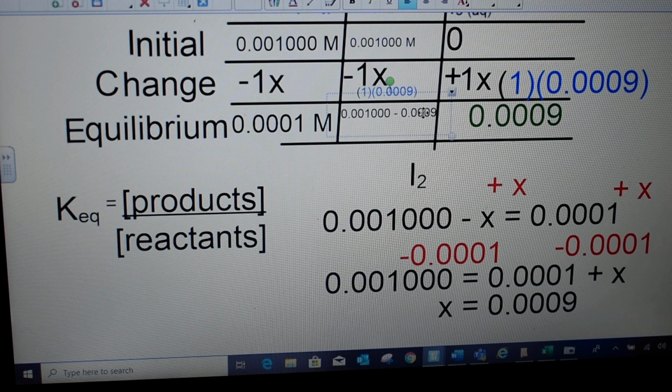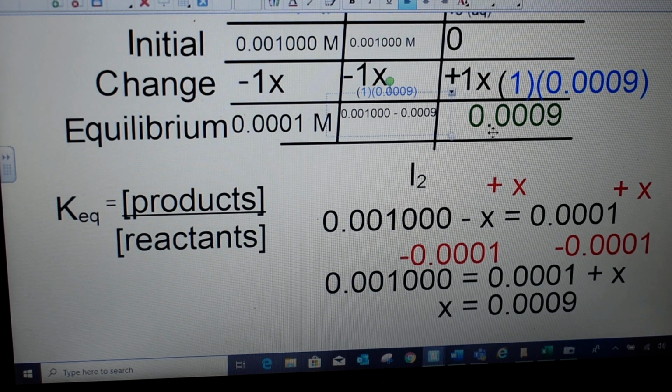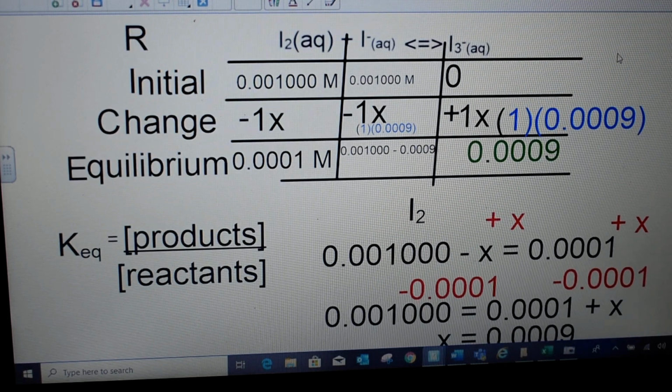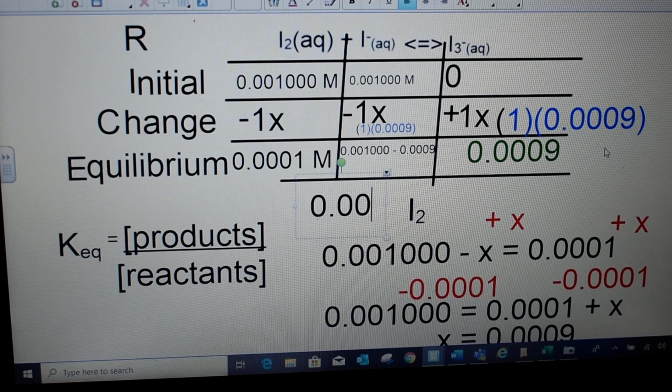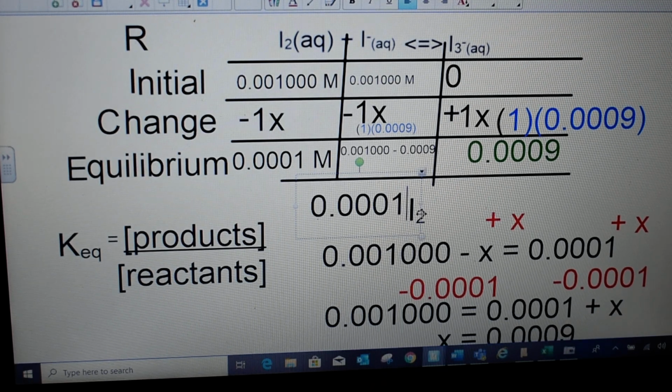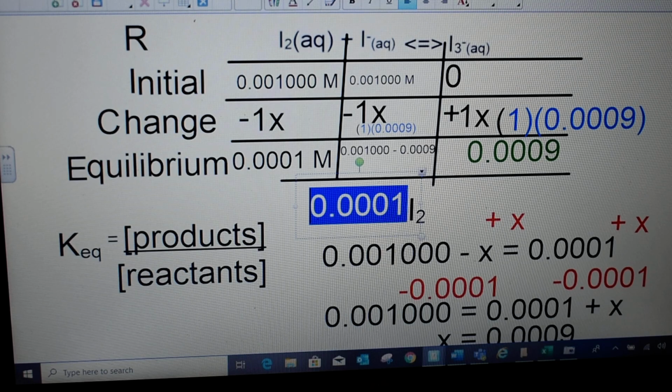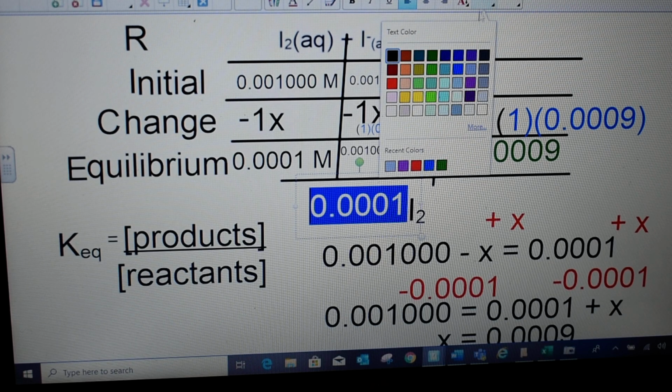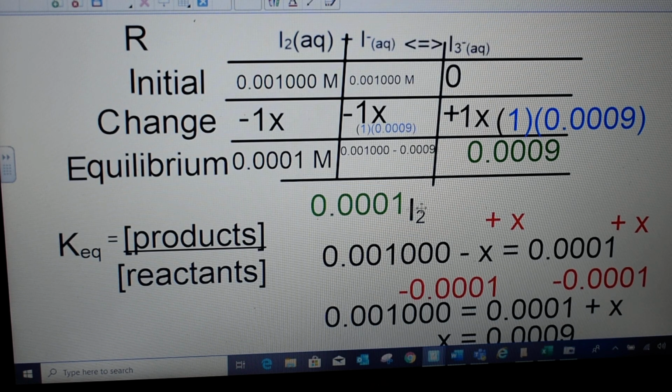Okay, so when I subtract those two, my initial concentration of the I minus was 0.001, and I'm subtracting 0.0009, which gives me 0.0001 for my equilibrium concentration of I minus. There we go.